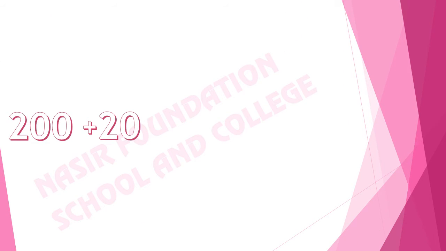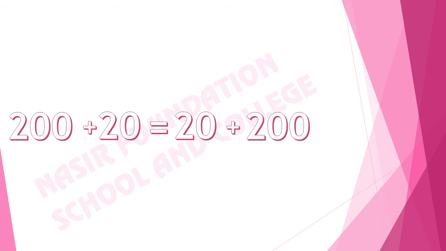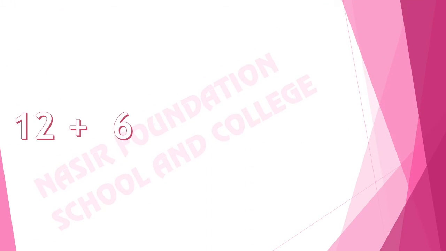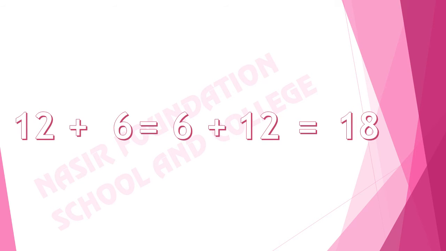If we add 200 and 20, it will give us 220. And if we add 20 and 200, we get the same answer, 220. If we add 6 in 12, or if we add 12 in 6, if we add 6 in 12 we get 18, and if we add 12 in 6 we get 18. In both the cases we have the same answer, 18.